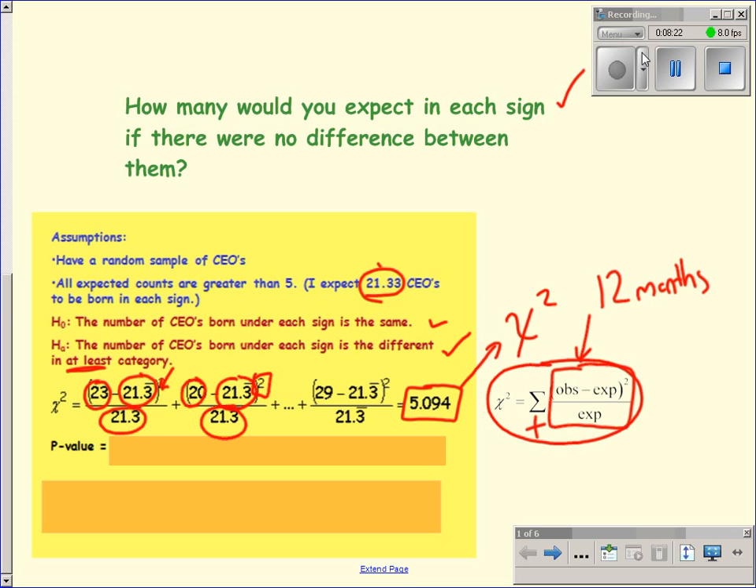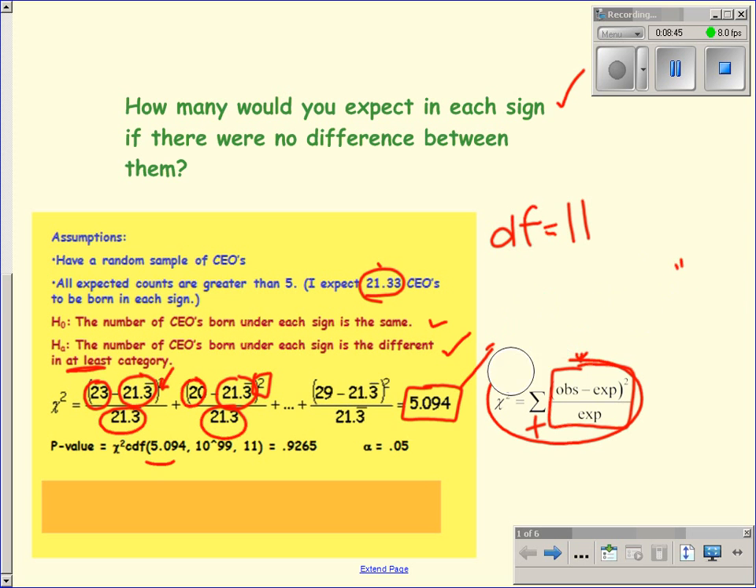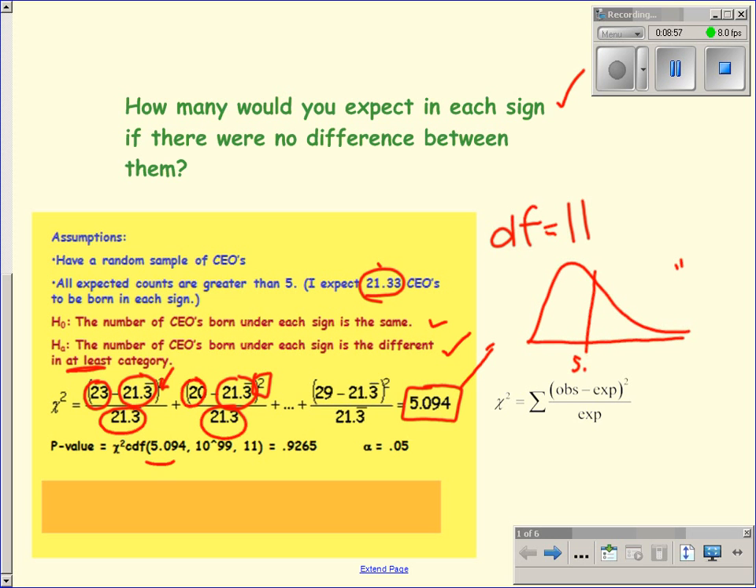Something that's important to note here is since there's 12 months, the number of degrees of freedom is going to be 11. Now at this point, we're just going to use the p-value. We're going to find the p-value using our calculator. Okay. We will use chi-squared CDF. Our test statistic is 5.094. We want to know, let me draw a little picture here. We want to know what happens. Let me get rid of some stuff here. We want to know how likely it is that you get a chi-squared of 5.094 or worse if all birthdays are normally distributed.